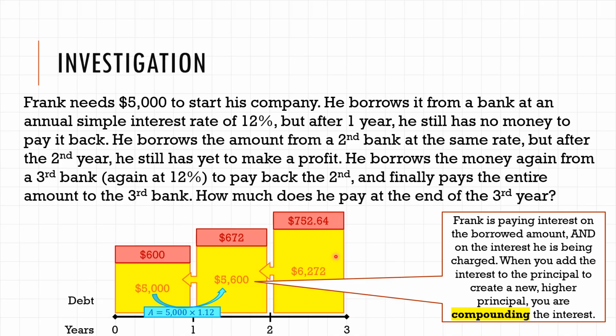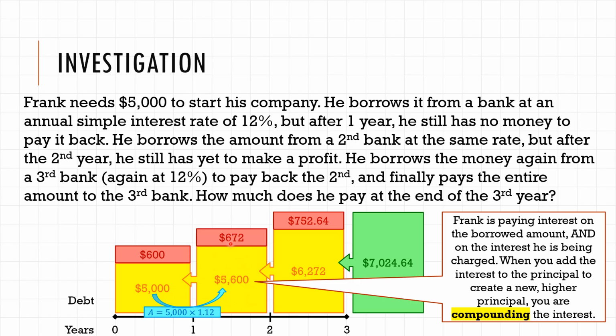So when we add these together, now he has to pay back $7,024.64. And the way we've got these numbers, we can take the original principal and multiply it by 1.12. That is 112% to find the new amount that he owes.